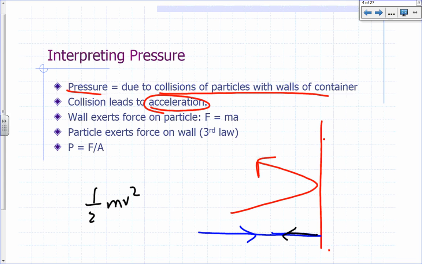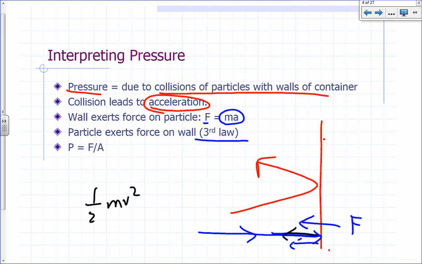The fact that it's changed direction means that there's a force. The wall is exerting a force on the molecule or the atom that collided with the wall. So the wall exerts a force on the particle. The force is mass times the acceleration of the particle. The particle also exerts a force on the wall according to the third law. If the wall is exerting a force on the particle to cause it to change direction, that means the particle itself is also exerting a force on the wall. That's Newton's third law.